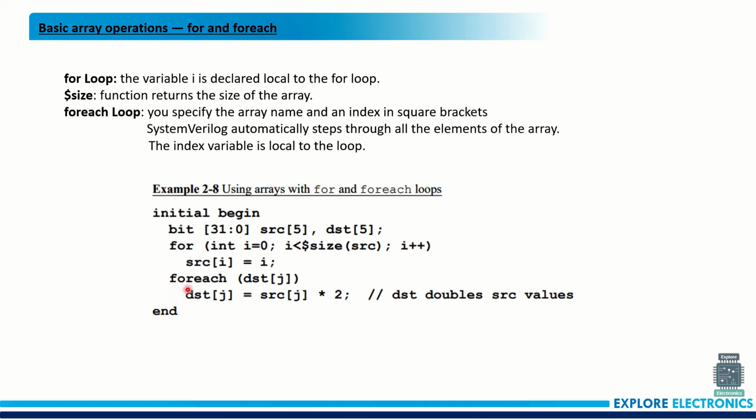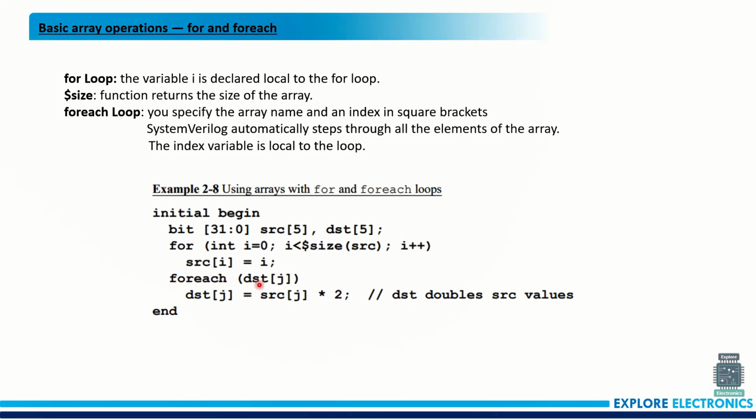Then we have for each. For each, within the braces, destination of j, we have written DST of j. Here you can observe the difference between for loop and for each loop. While using an internal variable within the for loop, we need to declare it as integer type, int I, and then we assign the value 0. But in the for each loop, here also we will be using one internal variable, that is j. No need to declare this in for each. By utilizing any one variable, we can do the functionality in for each. No need to declare this as integer, as bit or whatever.